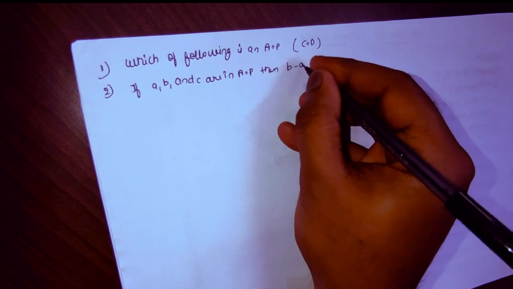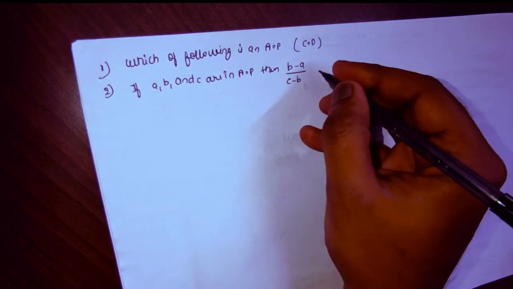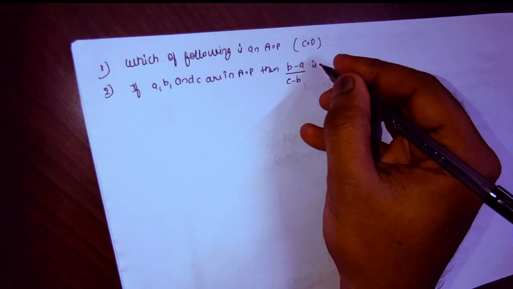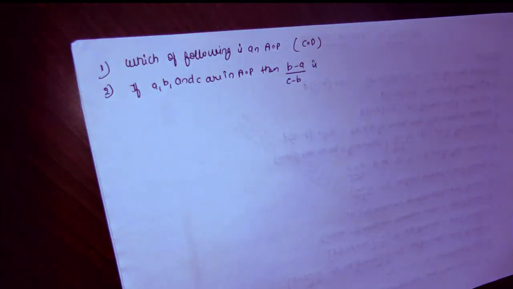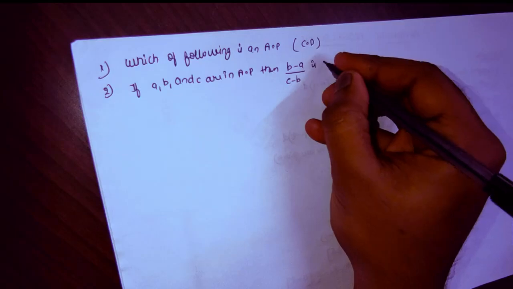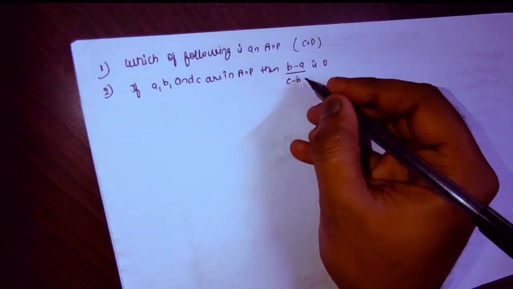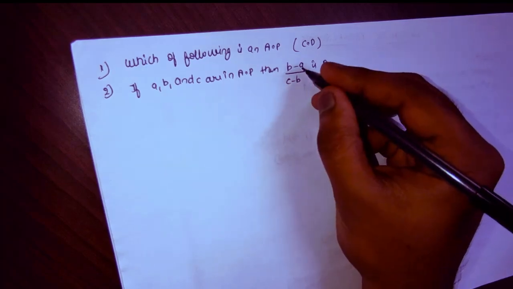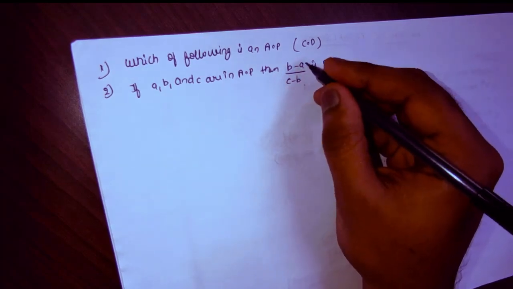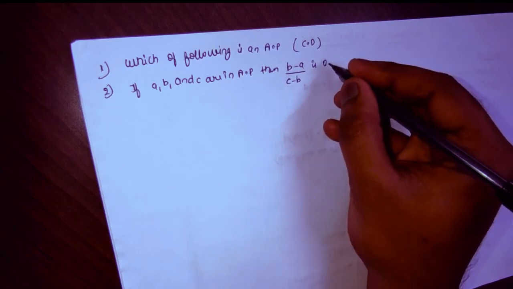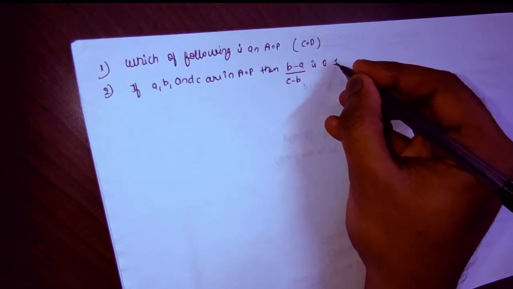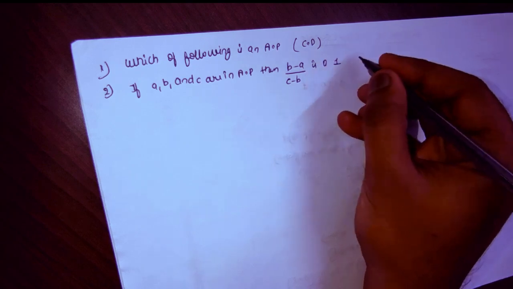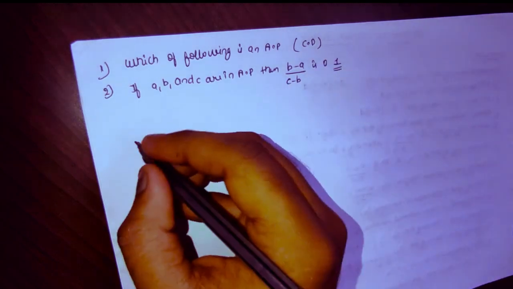Second question, if a, b, and c are in arithmetic progression, then (b minus a) by (c minus b) is. I'll write the answers. The common difference between b minus a and c minus b will be equal, so when you cancel it out, the remaining number left out is 1. They have given us the options like 0, 1, minus 1. So the answer is 1.